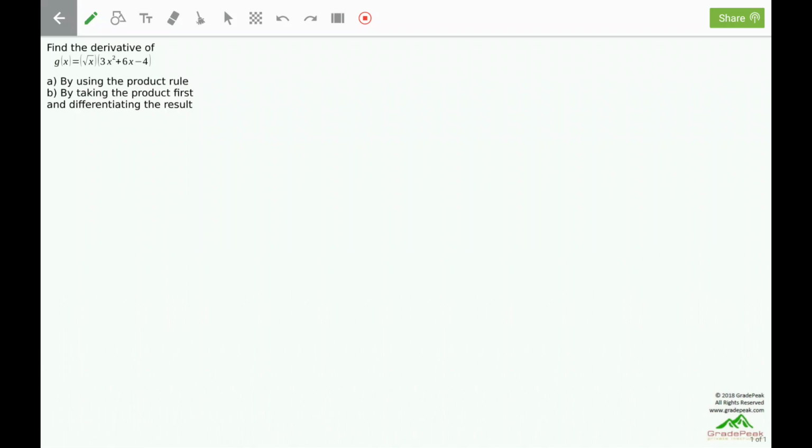Find the derivative of g of x equals the square root of x times 3x squared plus 6x minus 4, A, by using the product rule, B, by taking the product first and differentiating the result.